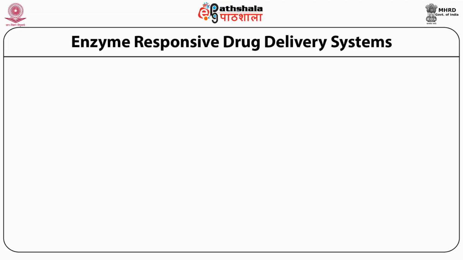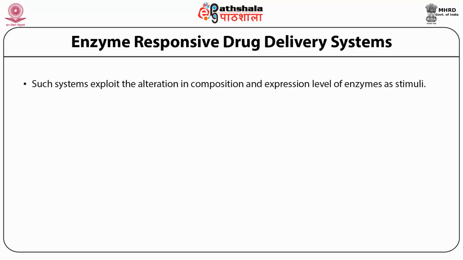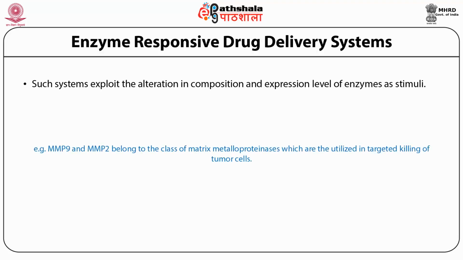Enzyme responsive drug delivery systems. These targeted approaches exploit enzymes as a stimulus for drug delivery at a specific site. The stimulus is the alteration in composition and the expression level of an enzyme. Among such enzymes, MMP9 and MMP2, which belong to the class of matrix metalloproteinases, are utilized in the targeted killing of tumor cells. These enzymes are widely implicated in diverse types of cancers for their role in invasion, progression and metastasis.